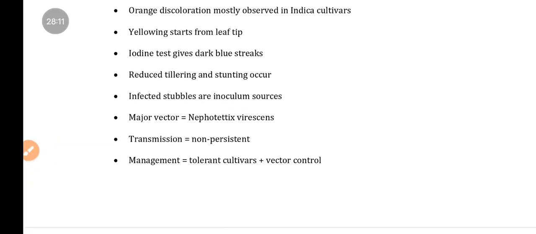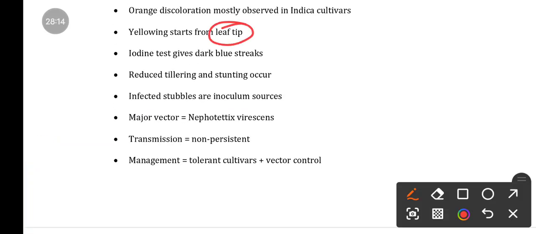Yellow discoloration is mostly observed in Japonica cultivars, whereas orange discoloration is mostly observed in Indica cultivars. Next, the yellowing starts from the leaf tip portion. This is a characteristic thing, you have to remember this. Then the conventional diagnostic test for detection of Rice Tungro disease is the iodine test, which gives dark blue streaks when the plant is Rice Tungro positive.